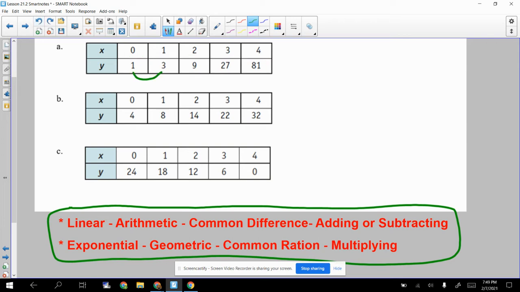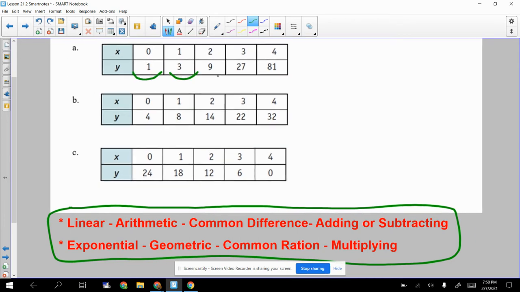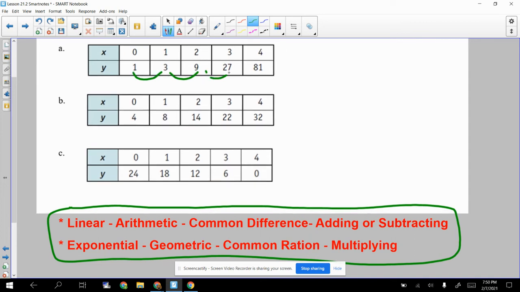But what is the pattern of our y values? What's happening here? Think about that. How do we get from 1 to 3? Well, you're either adding 2 or you're multiplying by 3. So then think, how do we get from 3 to 9? Oh, well, here you're going to be multiplying by 3 again. So that looks like it's the pattern.